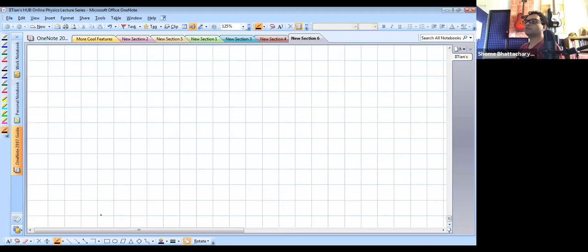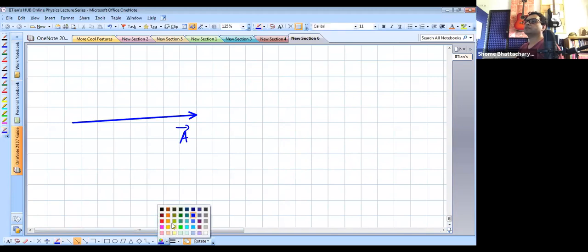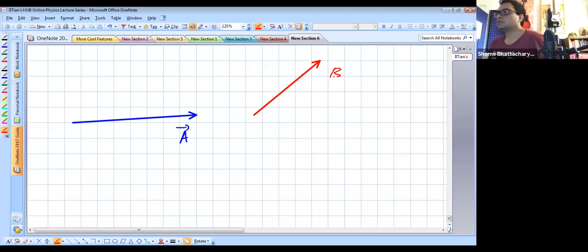Now let's come to the actual statement of what we mean. Suppose we have a vector A given to us like this, any general vector A. It need not even be along the x-axis. So this is the vector A. And we have another vector B which is given to us, which is like this. These two vectors are given to us such that we have information about their magnitude and direction.